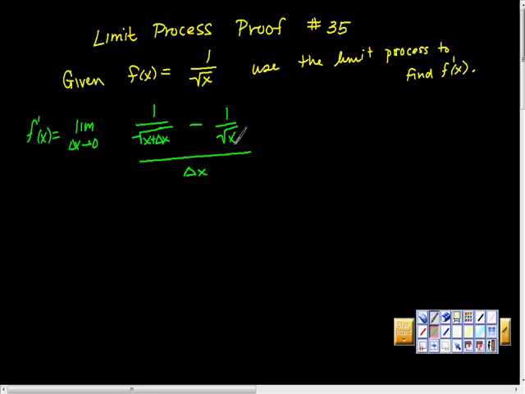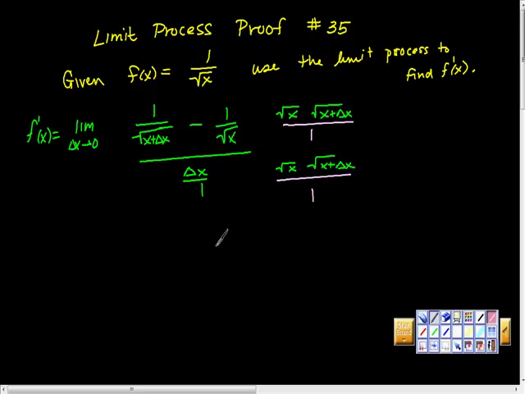Okay, from here it took me a while to figure out what I wanted to do, because there's a couple of possibilities, but what I decided to do was multiply here by the square root of x plus change in x. Look at it this way: multiply this by the square root of x plus change in x. And if that's throwing you off a little bit, look, this is the same as this, isn't it?